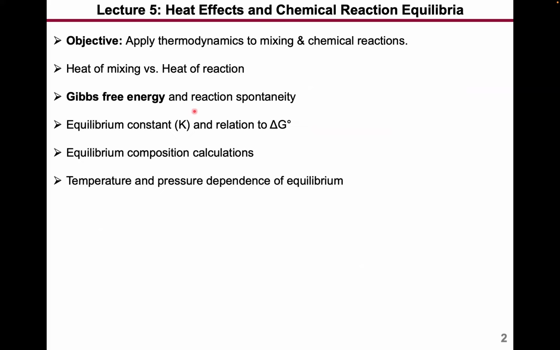In today's lecture, we are going to talk about the heat effects and chemical reaction equilibrium, right? By the end of this lecture, you should be able to apply thermodynamics to chemical mixing and also chemical reactions. We are first going to introduce heat of mixing and heat of reaction, and then consider the Gibbs free energy of a reaction, right? And then how this Gibbs free energy is related to the equilibrium constant. And from the equilibrium constant, how can we calculate the equilibrium compositions after a reaction reaches equilibrium? And then we will talk about the temperature and pressure dependence of this reaction equilibrium.